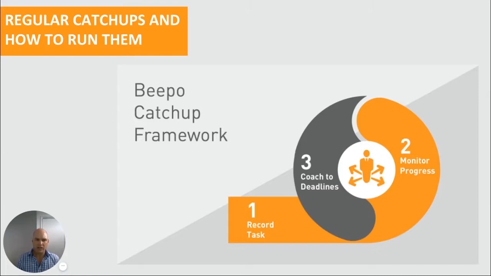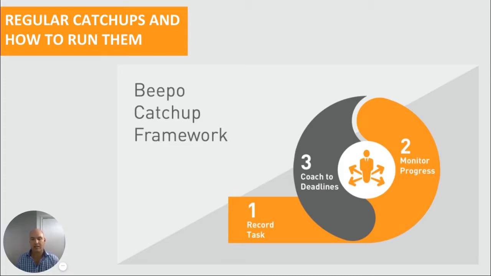So in relation to the WIP document is the actual catch-up meeting, and how do you run that catch-up meeting? I've sort of created this Beepo catch-up framework, and I tried to simplify it as much as possible. Basically there's 3 steps to it, and steps 2 and 3 kind of are a bit cyclical. The first step is to record the task in the WIP document that we just spoke about.